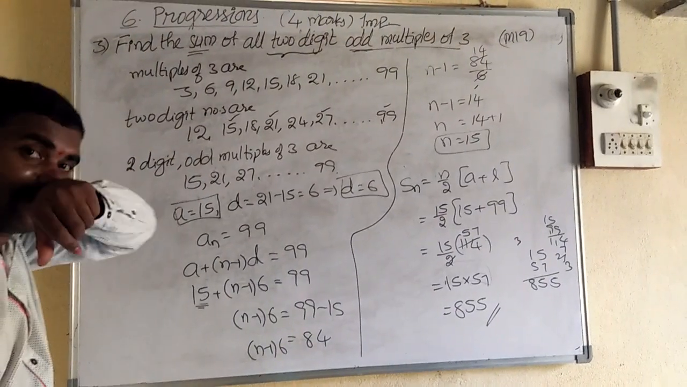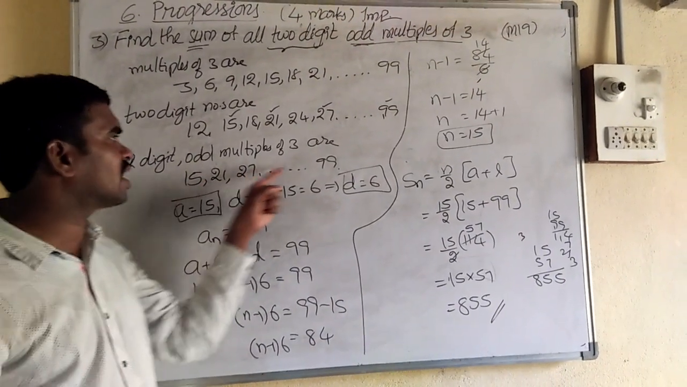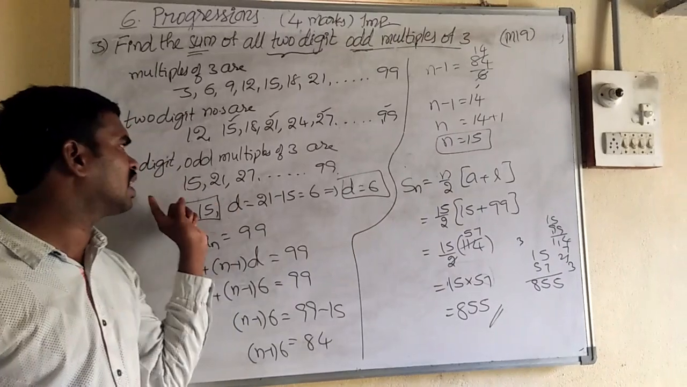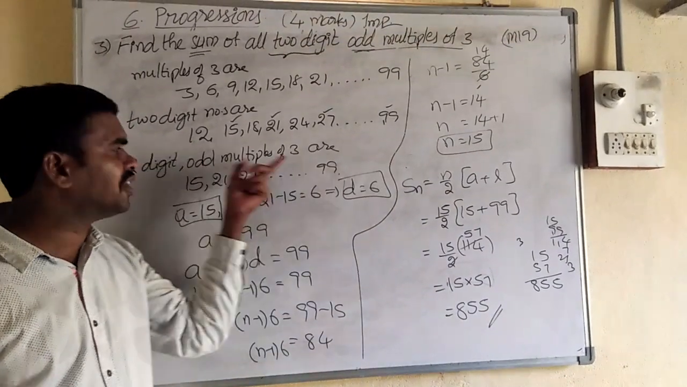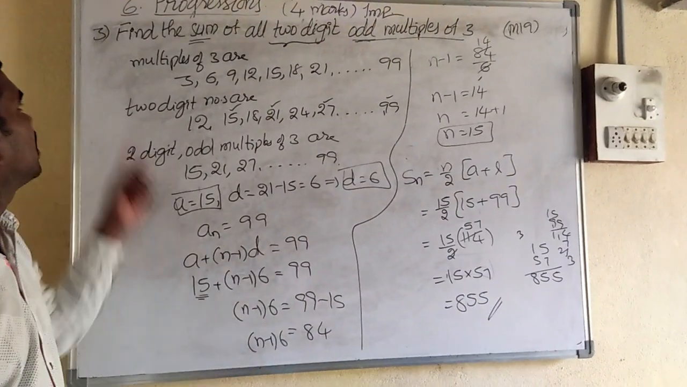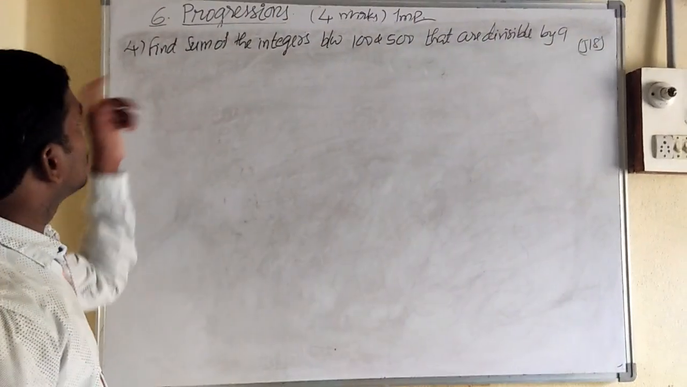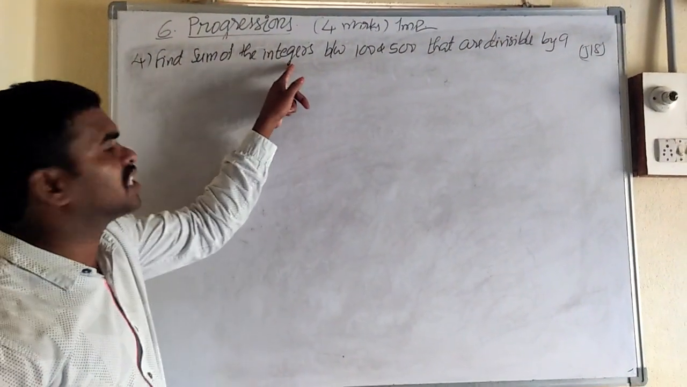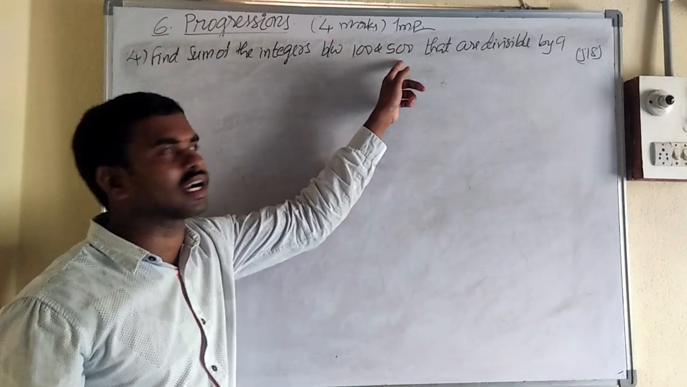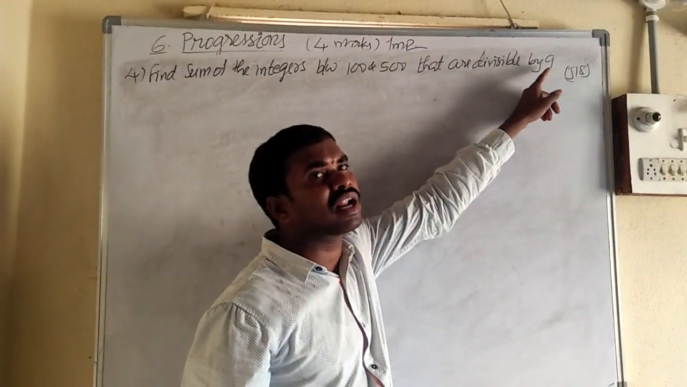If you are able to write this step directly, no problem, then you can also write this statement directly and simplify. Okay, I'm taking one more question. Next, find the sum of integers between 100 and 500 that are divisible by 9.